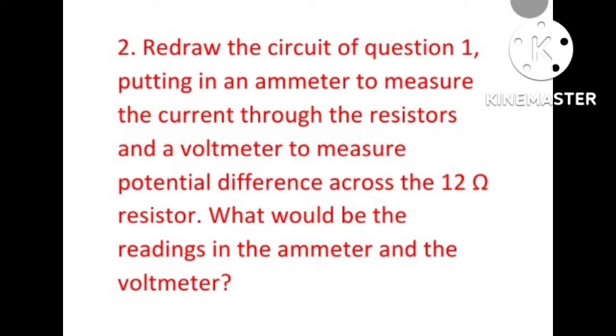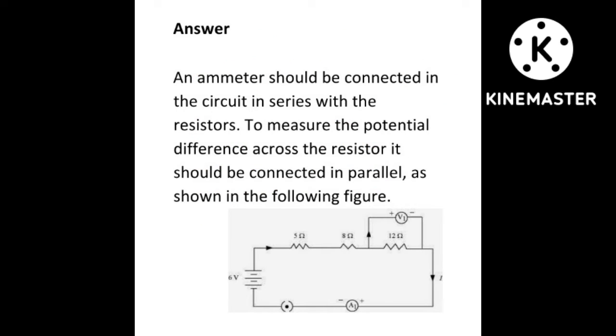Here we have to redraw the circuit by putting an ammeter and voltmeter in the circuit in order to measure the potential difference and current across the circuit. How can we calculate the potential difference and current in a circuit? We can use Ohm's law, right? So we have to connect the ammeter and voltmeter in the circuit. The ammeter should always be connected in series with the resistors, and the voltmeter we can connect in parallel only, with the resistors, so that we can connect the circuit as shown in the diagram.